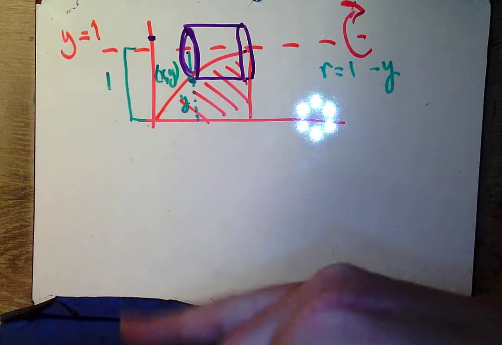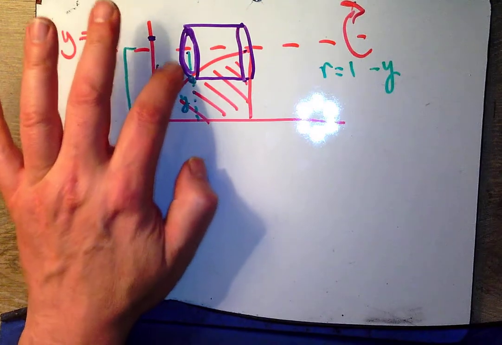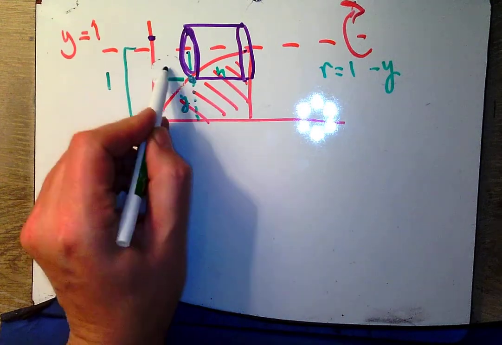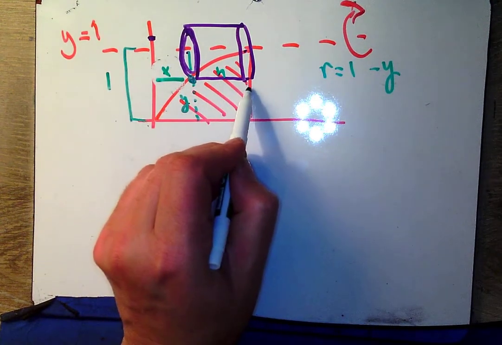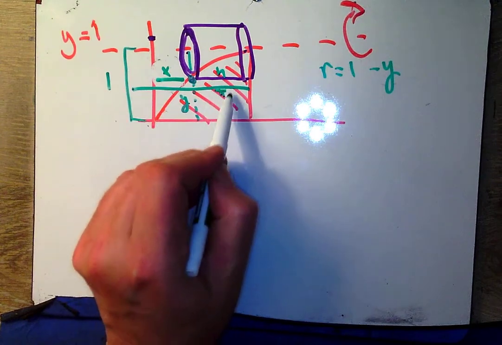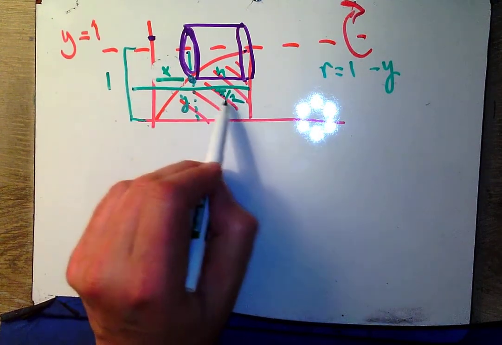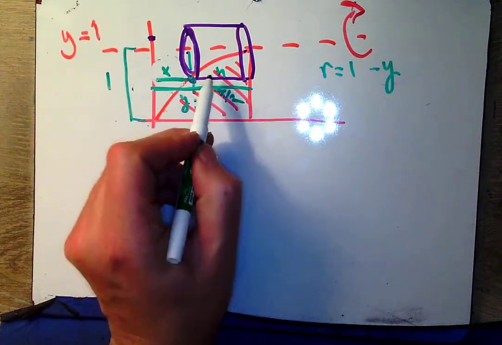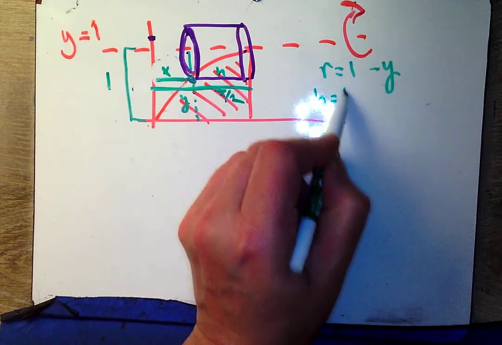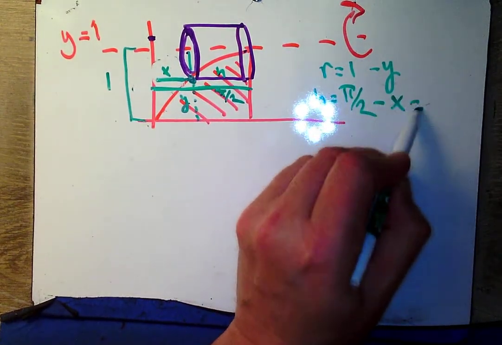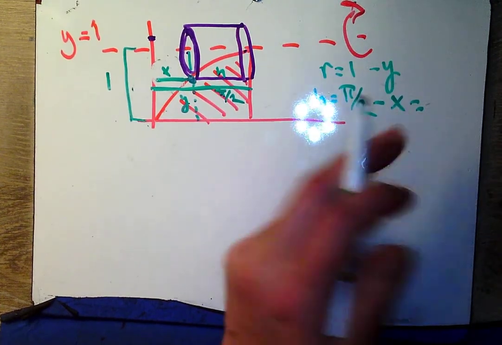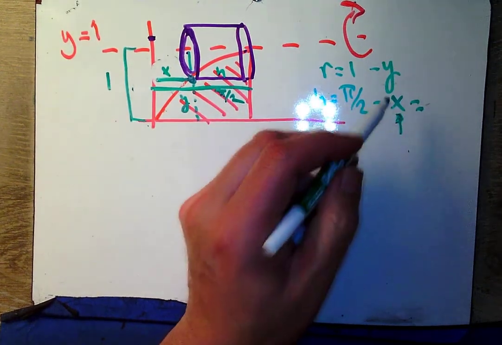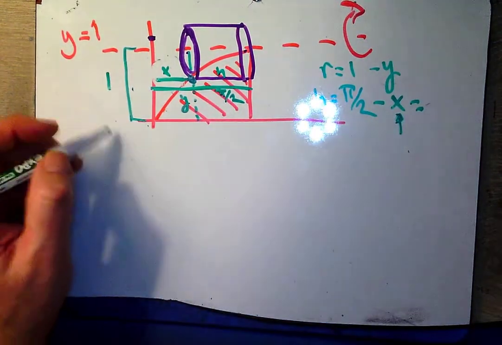That's really good. Now, what about the height? Well, the height is here. This distance is x. And this distance is pi over 2. So if we take our pi over 2 and take our x value away, we'll be left with the height. Pi over 2 minus x. This is going to be a dy integral, and so we're going to need to have this x gone, and we need to replace this with what x is equal to.